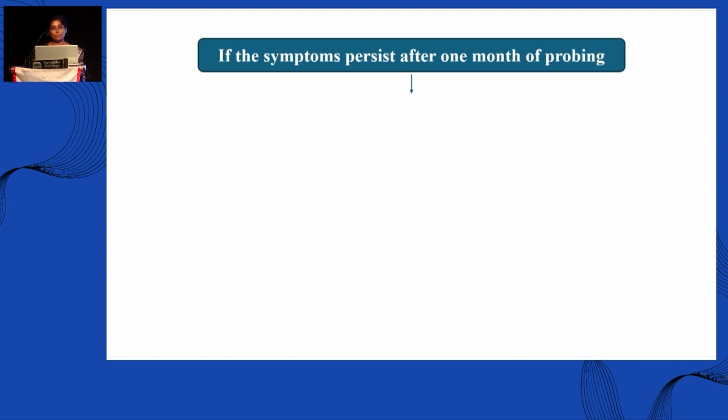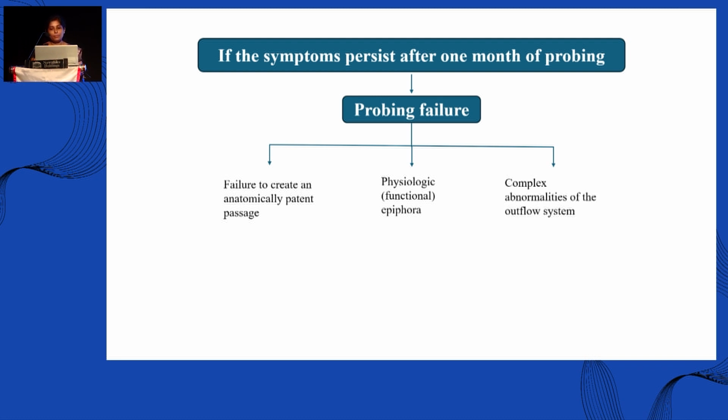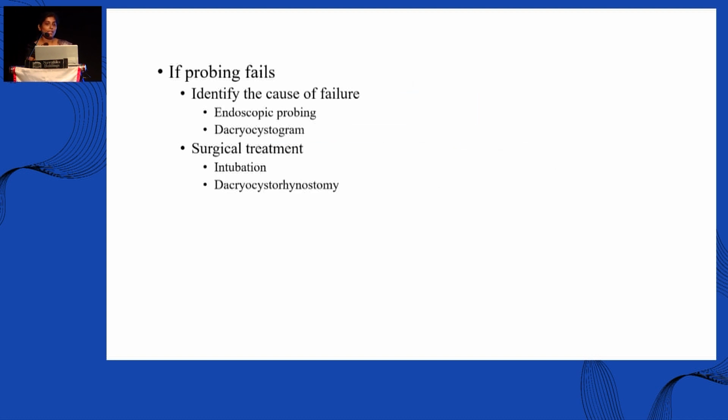After probing, if the symptoms persist after 1 month, we have to think that it is a probing failure. So we have to think about the causes for probing failure. It can be due to inability to create an anatomically patent pathway, or it can be due to physiological epiphora due to pump failure, or it can be due to complex abnormalities, which are associated with Down syndrome, Lat syndrome, and other syndromic babies. So if the probe fails, we have to identify the cause of failure through endoscopic probing or dacryocystogram. Then we have to treat them surgically, either with intubation or dacryocystorhinostomy according to the pathology.